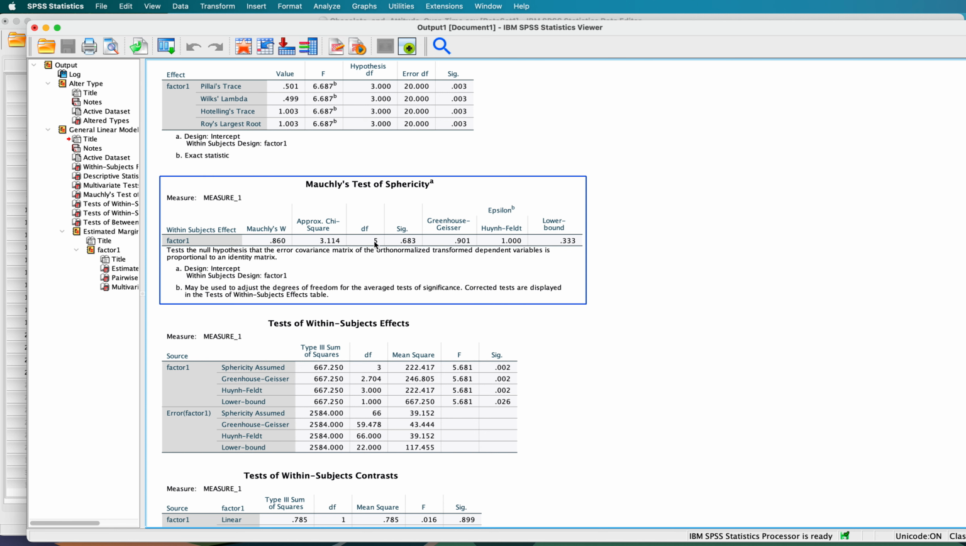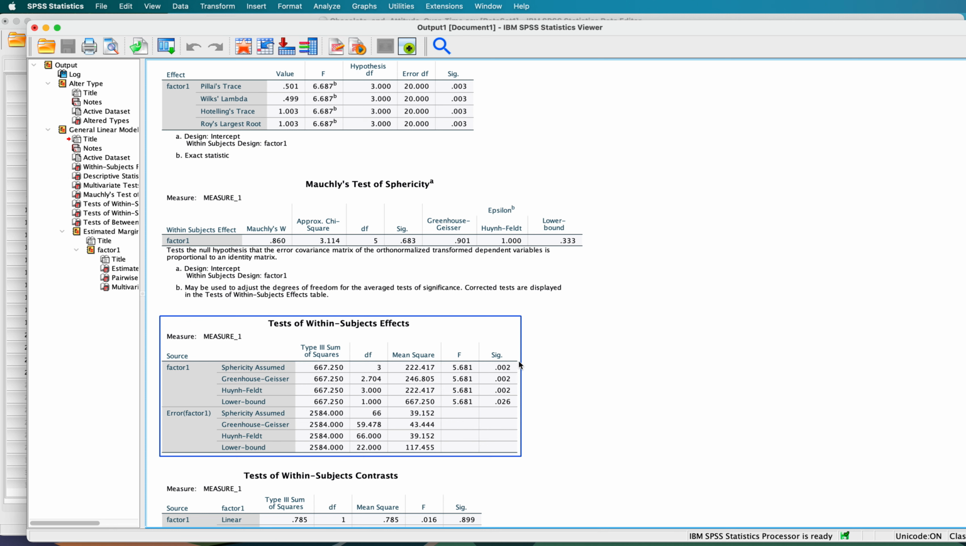To report this out, it would be chi-squared, and then in parentheses, df, which is this 5 right here, equals our approximate chi-square, which is 3.1111, and then our p would be 0.6833. And it did not indicate any violation of sphericity.